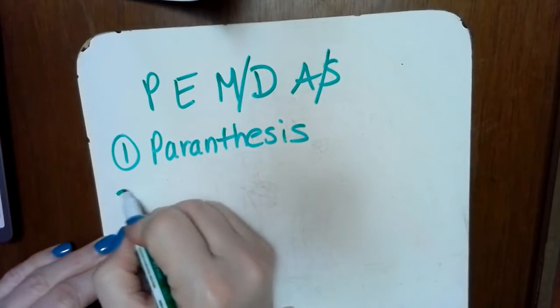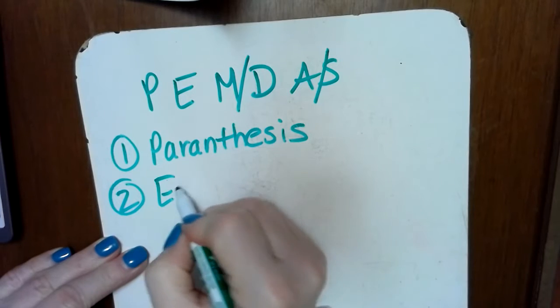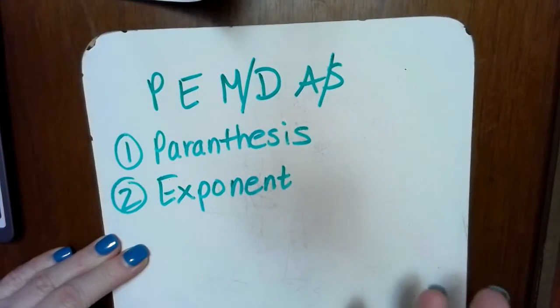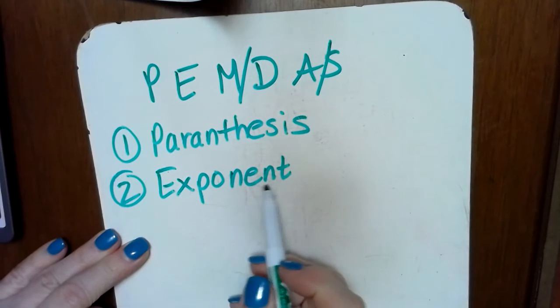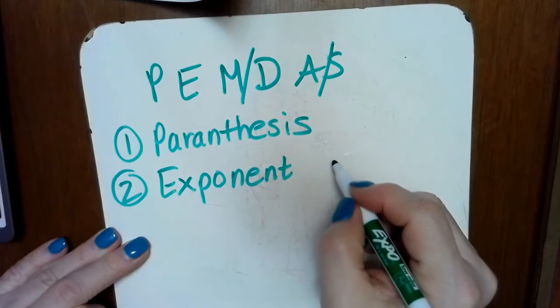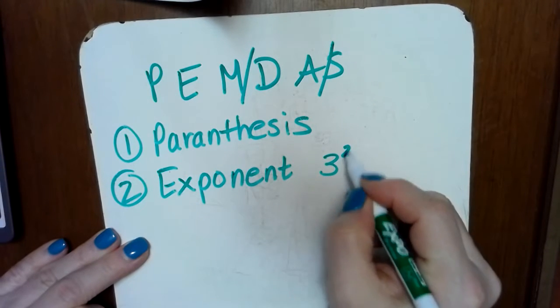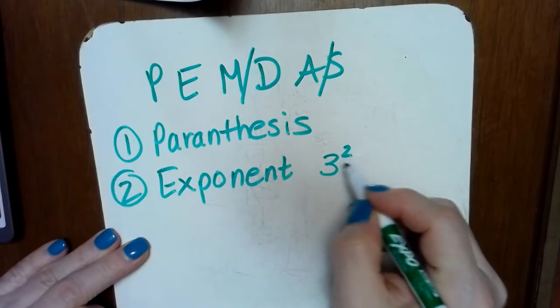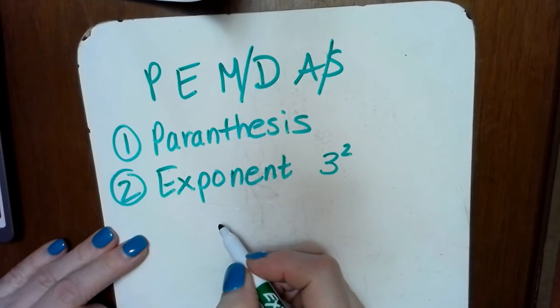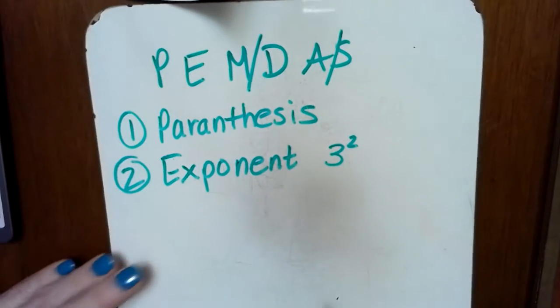Second, you do anything that is an exponent. The difference between what we're doing now in fourth grade and what you'll do later is that right now we're not doing exponents. If you're wondering what an exponent is, you've seen them before: it's where you have a number and then this little number up above it. But we're not going to really do that in fourth grade, though it's there in the order of operations.